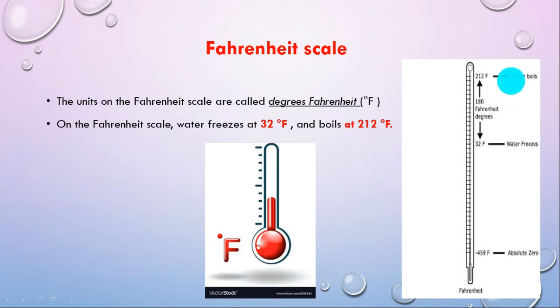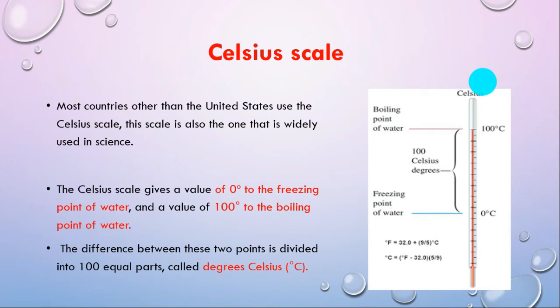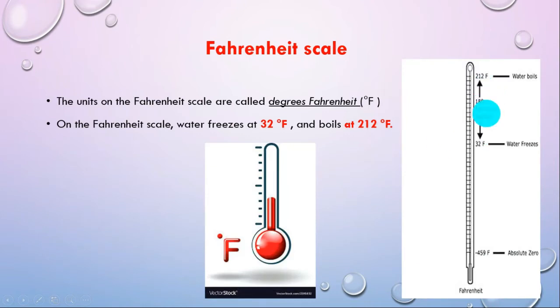Here is the Fahrenheit thermometer. Water freezes at 32 Fahrenheit and boils at 212 Fahrenheit. The difference between them, if you subtract 212 minus 32, is 180 degrees Fahrenheit. In the Celsius scale, the difference between freezing and boiling is 100 degrees Celsius. In Fahrenheit, it is 180, so I have 180 lines between these two. Okay?